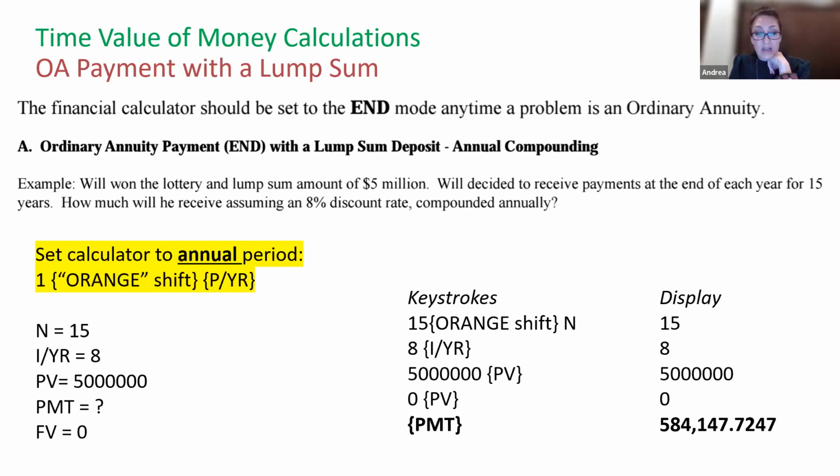All right, so we're going to have our calculator set to 1 period per year. And here are our keystrokes. Okay, so it's 15 years, so 15 is N. He's earning 8% per year. And the present value is $5 million. So you're going to plug in $5 million. And he wants to know what is the payment that he's going to be able to receive at the end of each year. You solve for payment, and that is $584,147.